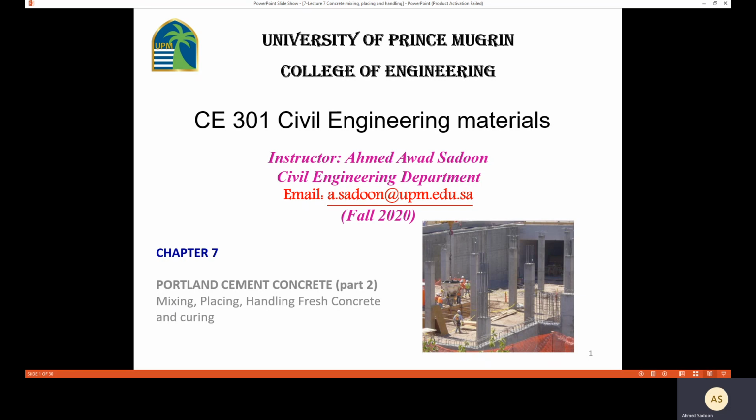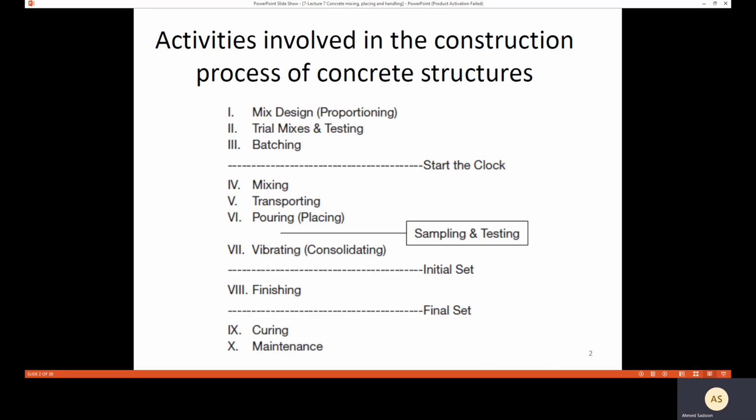In the previous lecture, we learned how to come up with the concrete design. But now, after we finish the concrete design, we need to understand the processes associated with it. In this figure, we'll be able to understand the activities involved in the construction process of the concrete structure. The first process, we need to come up with the mix design, the proportioning. In the previous lecture, we learned how to come up with the proportioning. In the proportioning, we are going to know how much sand, how much gravel, how much cement, how much water, how much admixtures.